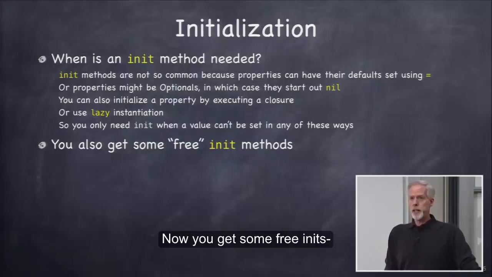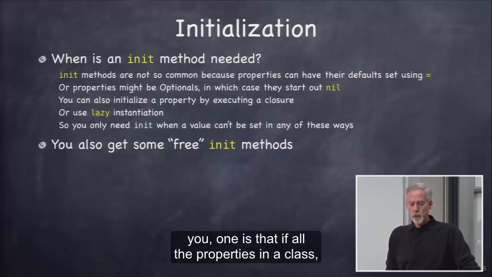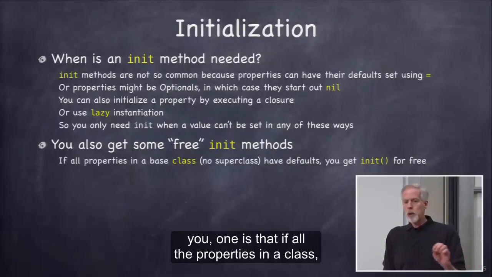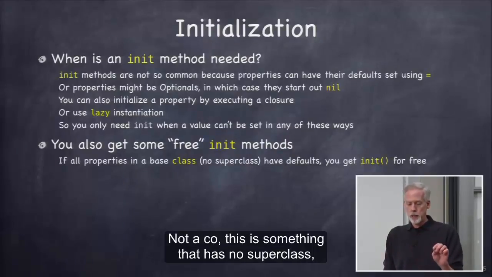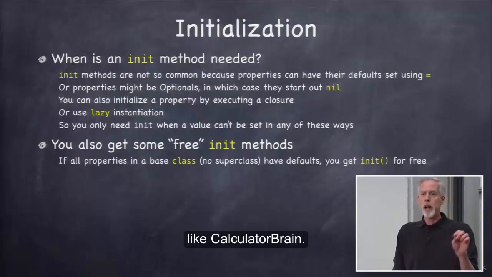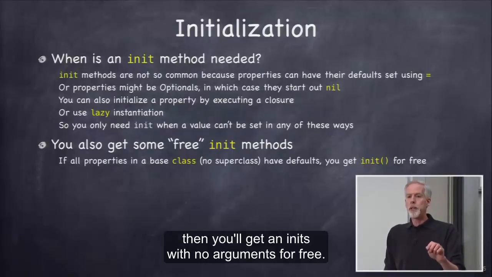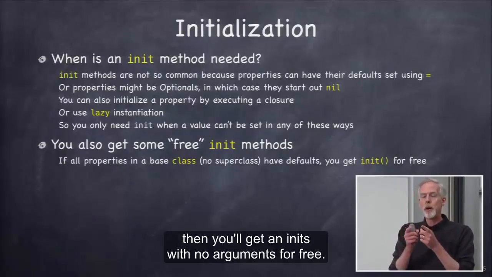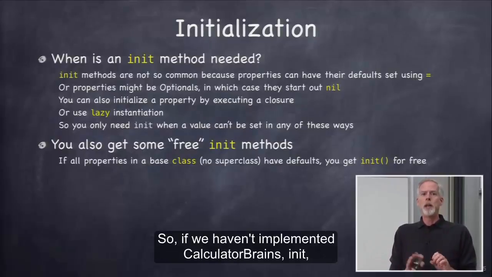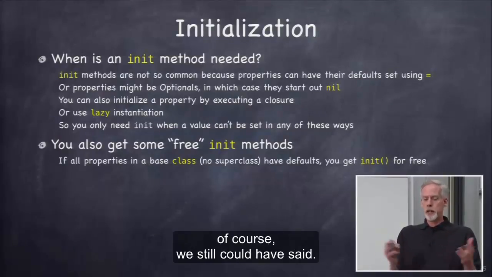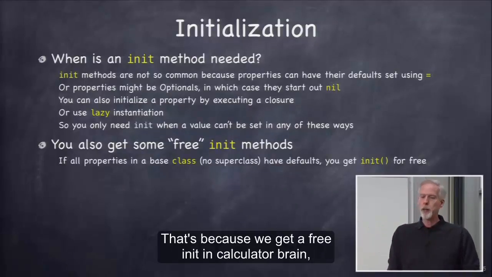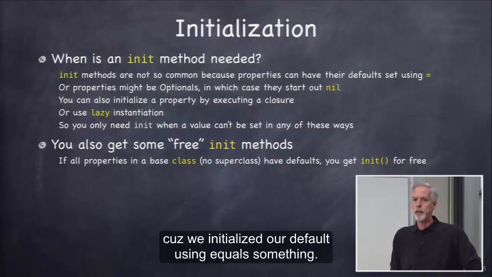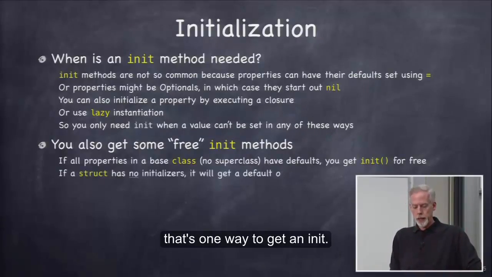Now, you get some free inits, inits that get done for you. One is that if all the properties in a base class, something that has no superclass, like calculator brain, all have defaults, then you'll get an init with no arguments for free. So if we hadn't implemented calculator brain's init, we still could have said brain equals calculator brain parentheses. That's because we get a free init in calculator brain because we initialized all our defaults using equals something. So that's one way to get an init.